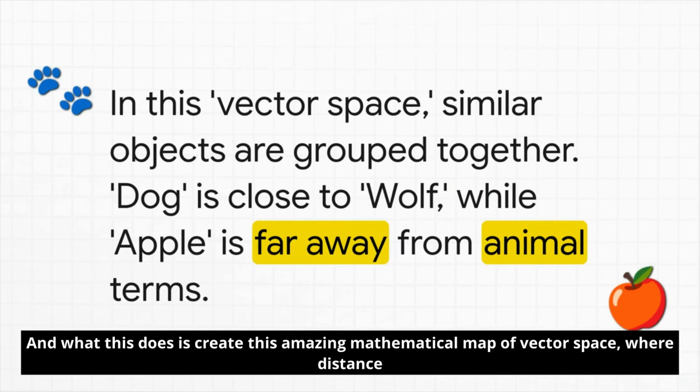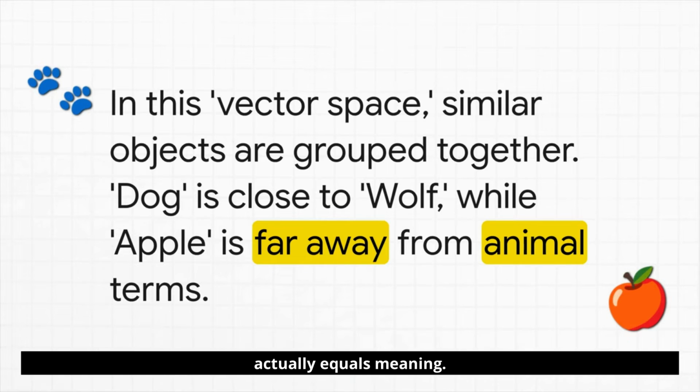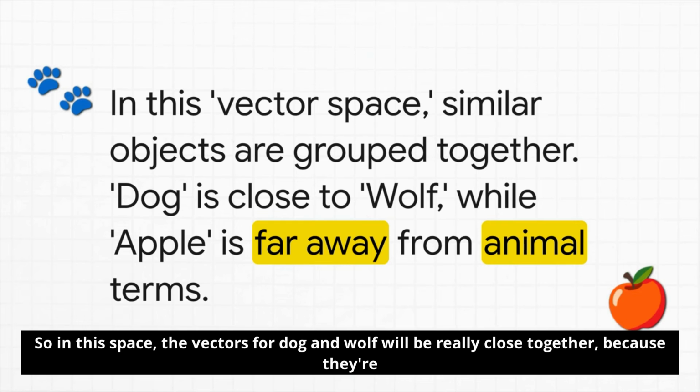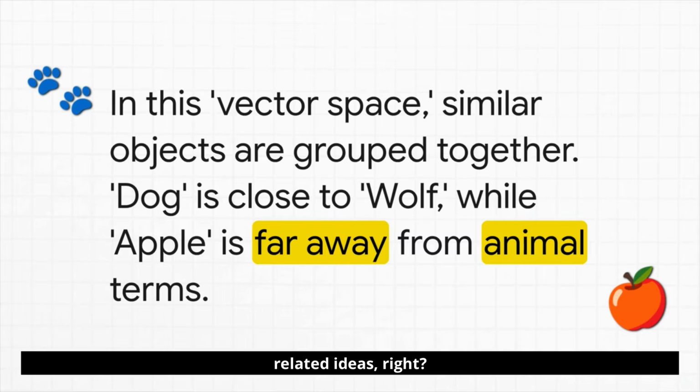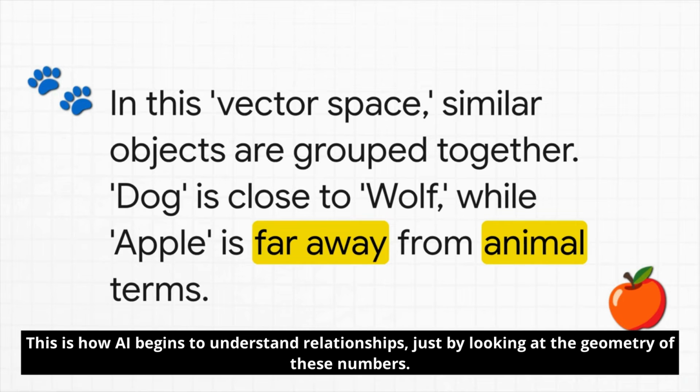And what this does is create this amazing mathematical map of vector space, where distance actually equals meaning. So in this space, the vectors for dog and wolf will be really close together because they're related ideas, right? But the vector for apple will be way off in another neighborhood. This is it. This is how AI begins to understand relationships just by looking at the geometry of these numbers.